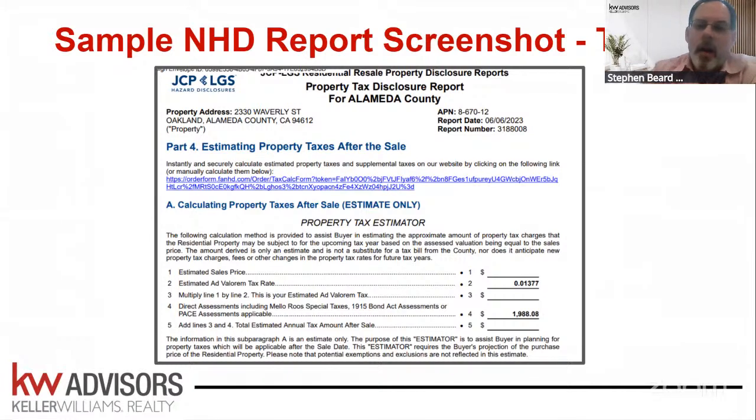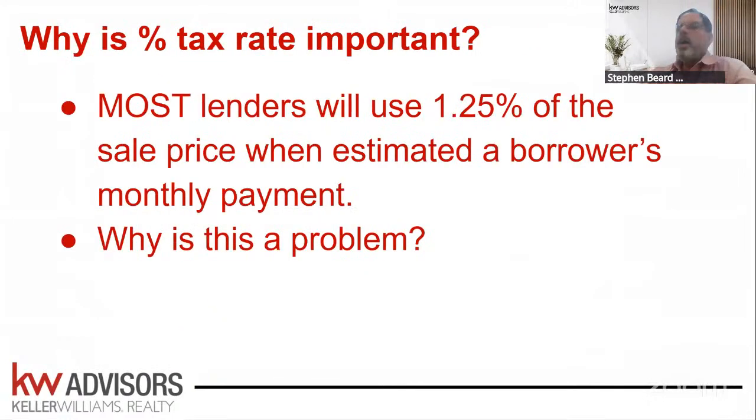Okay. All right. So why do we care about the percentage tax rate? Here is why it's so important. Many lenders use 1.25% of the sale price when they're estimating a borrower's monthly payment. They just use 1.25%. They may use a slightly lower figure in the very high cost area that we're in right now, but for the most part, they use 1.25%. Because they have to do estimates when they have a borrower trying to pre-qualify. This can be a problem.